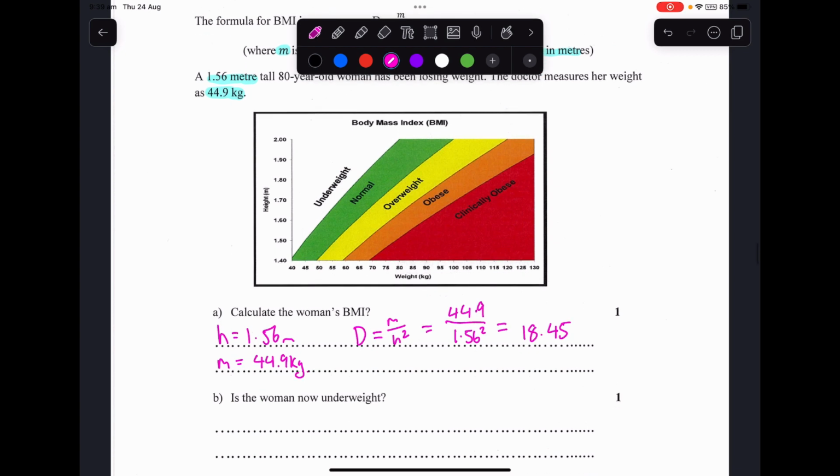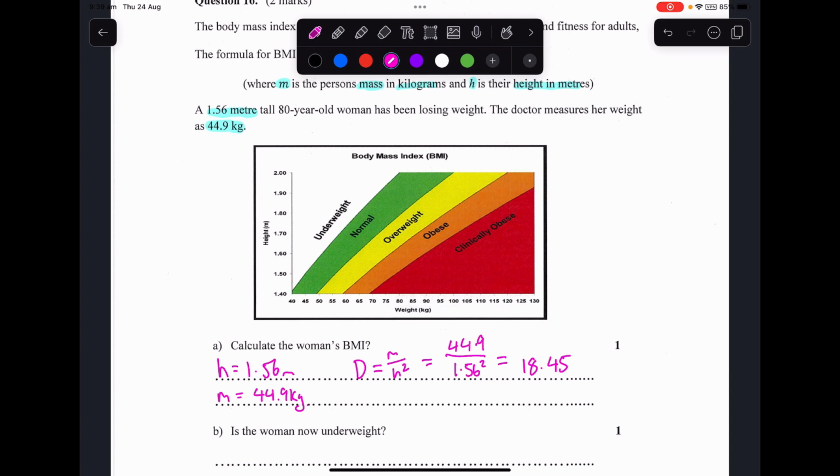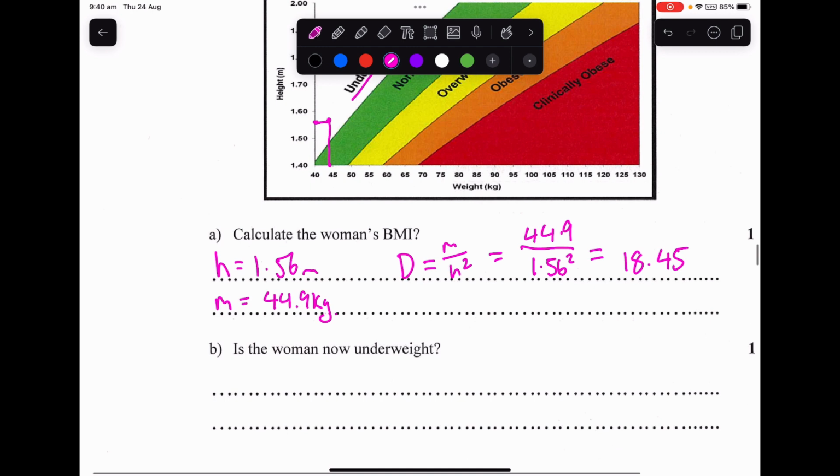Now it says, is the woman now underweight? So obviously we have to use our guide here. And if we have a look, she's 44.9 kilos, so she's going to be just about here. And then 1.6 meters in height, 1.56, so 5'6" is going to be about there. And if we measure those up, then she's obviously in the underweight. So is the woman now underweight? Yes, she is.